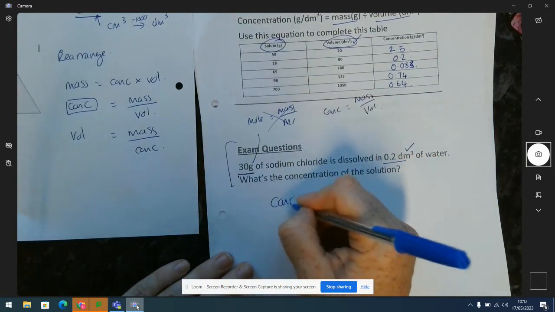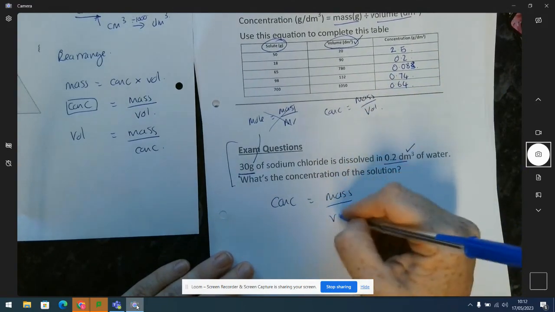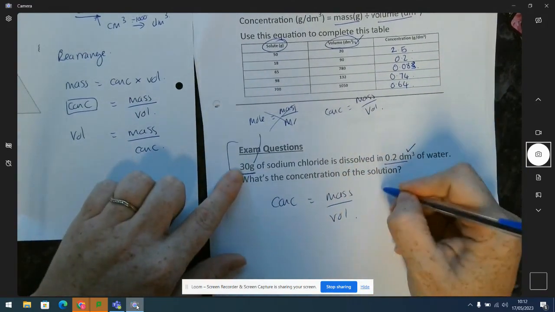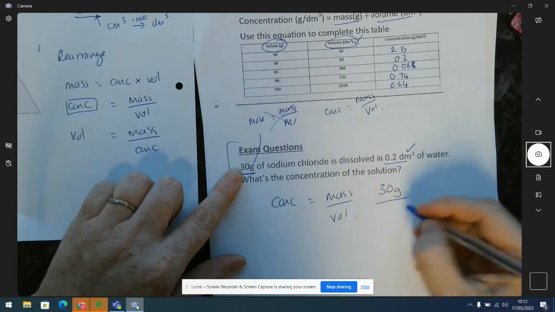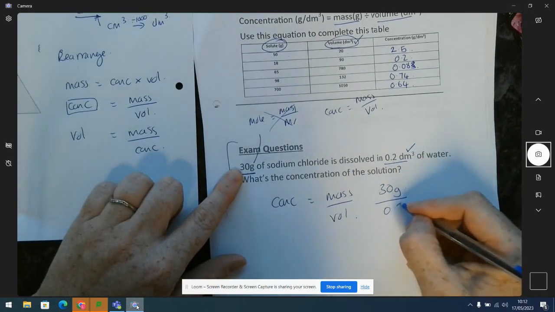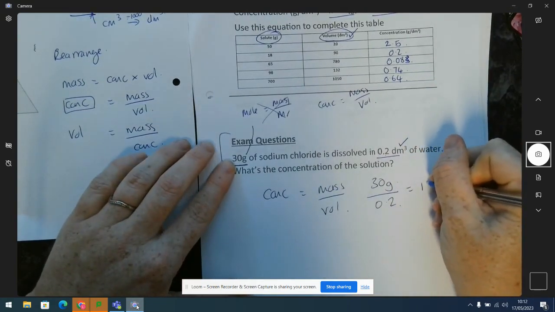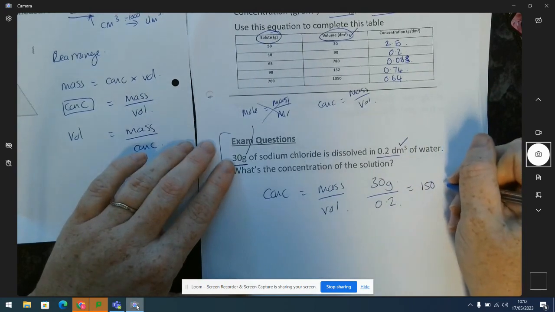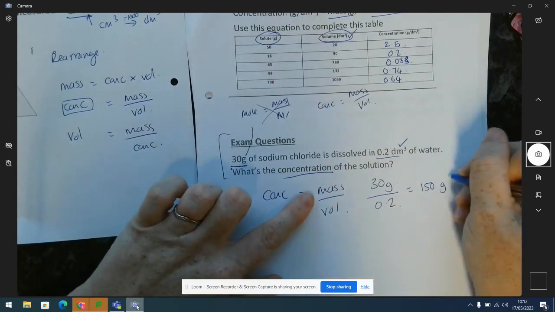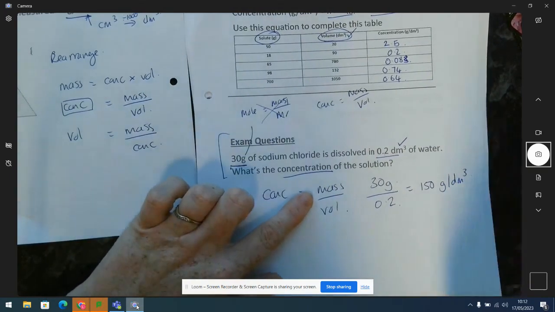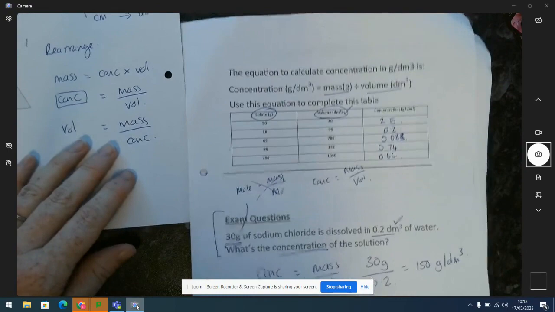So concentration, as you know from the triangle, is mass divided by volume. I have the mass from the question, which is 30 grams. The volume is in the correct units, so I'm dividing it by 0.2, and that would therefore equal 150. Now again, I want to put the units for concentration, which in this case would be grams per decimeters cubed. Okay, so that's an example question there.